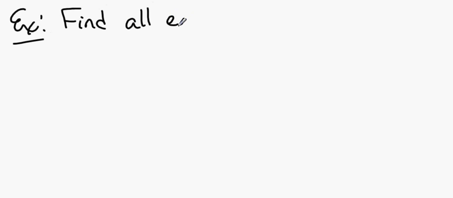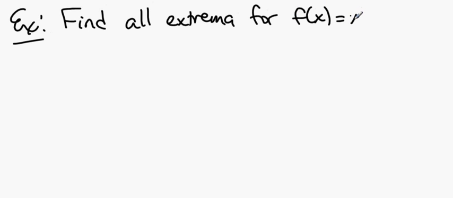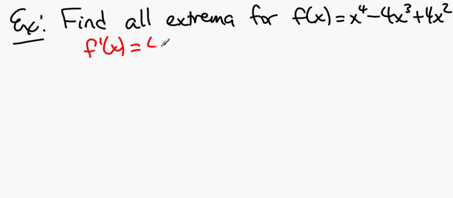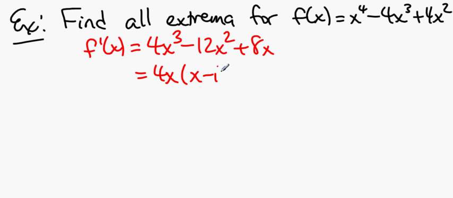And so let's do that. Let's actually, back to regular pen, let's actually find some extrema. Let's find all the extrema for f of x equals x to the fourth minus 4x cubed plus 4x squared. First derivative test says I want to know where f prime changes sign, so I need to know what f prime is. You had already figured that out before I even started talking, I'll bet. And this factors rather nicely into 4x times x minus 1 times x minus 2.